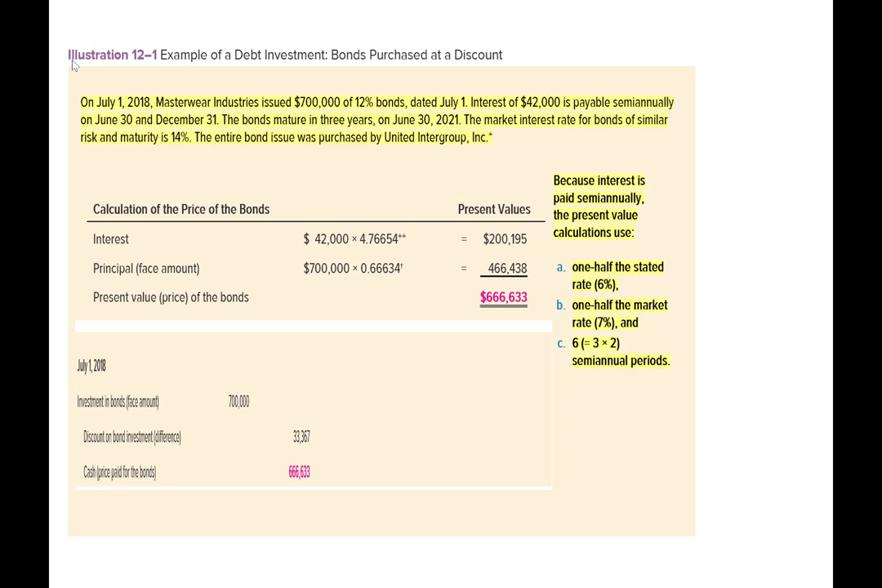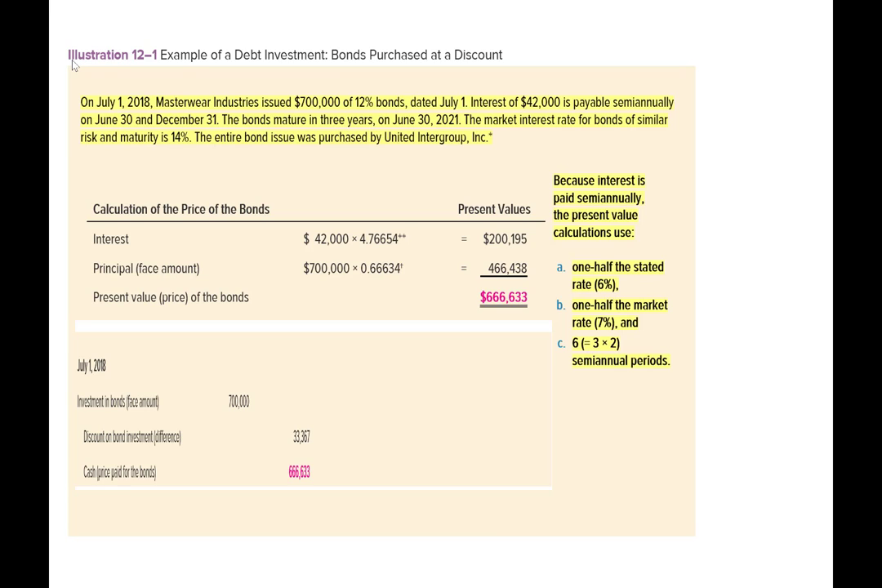Okay, now when we report that bond investment on the balance sheet, we would have what? Bond investment, and we'd probably just show it net. So 700,000 minus the discount of 3,367. So we'd show bond investment, and it would be the amount of cash we paid for that, 666,633. What is it, 633? Okay, good. So that's what we would pay for the bond. That's the entry that we make.